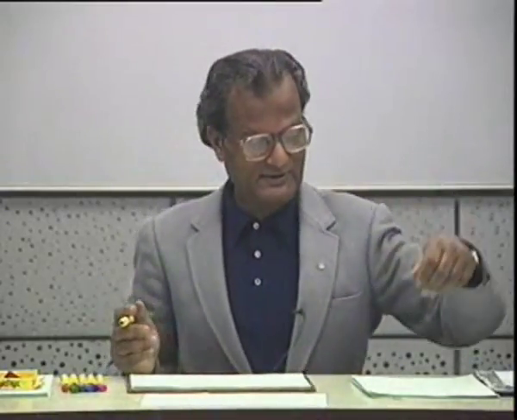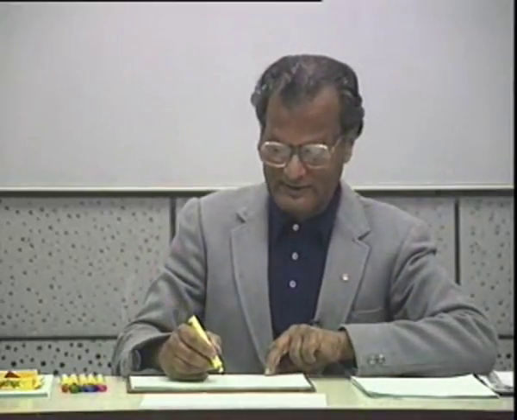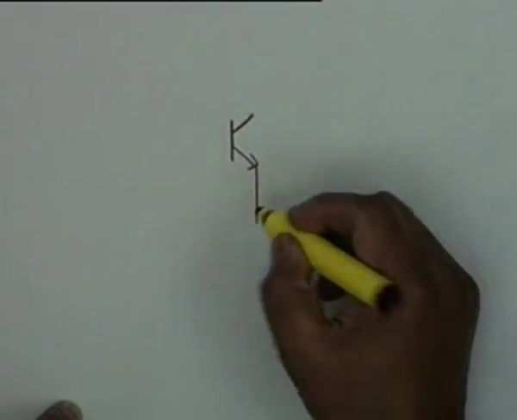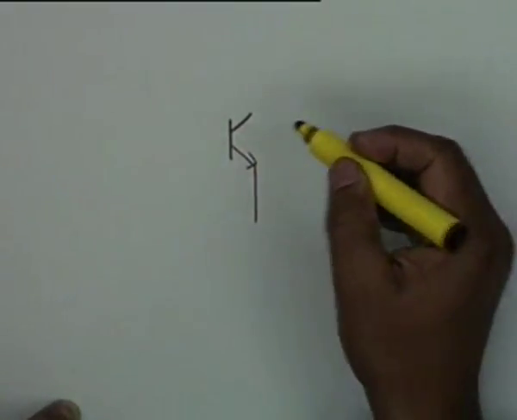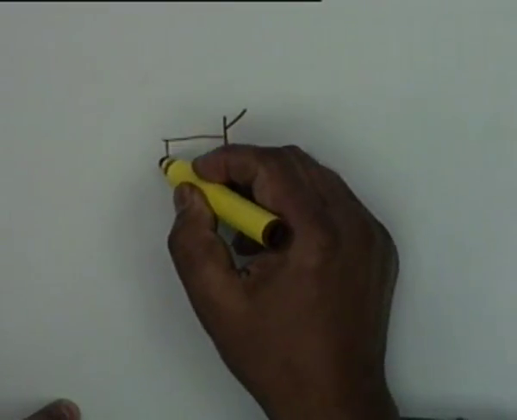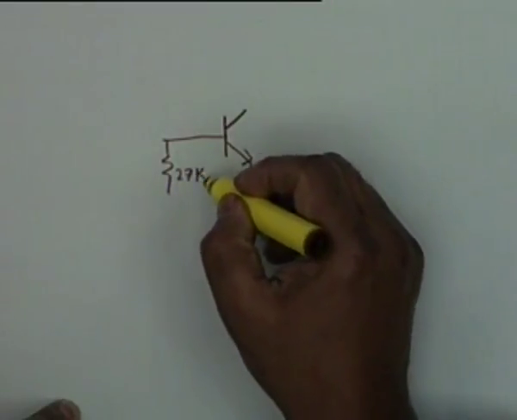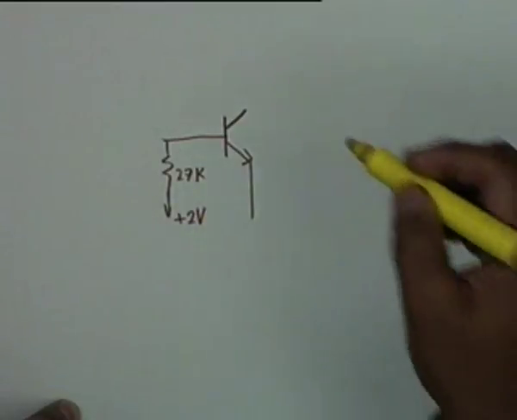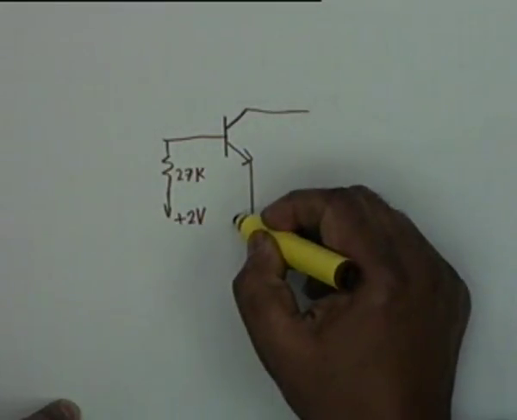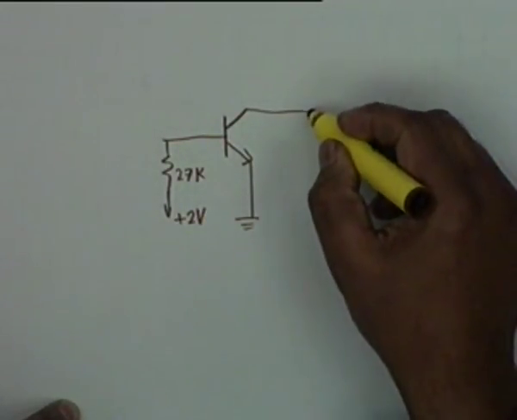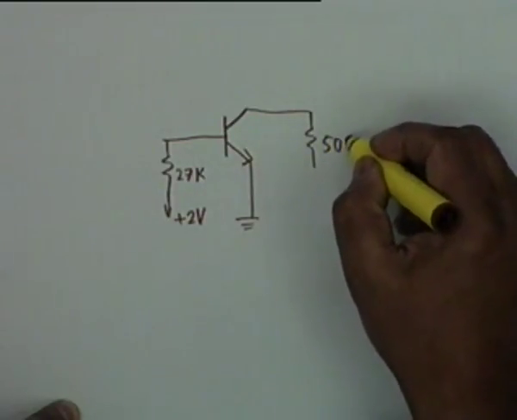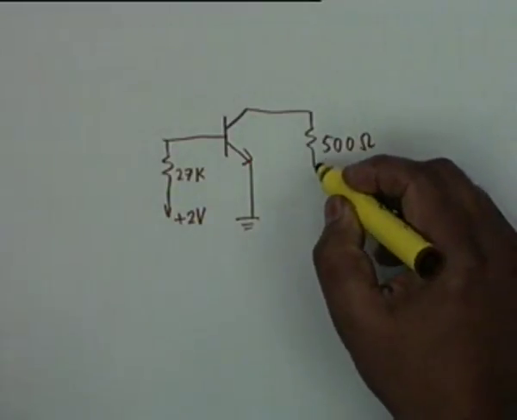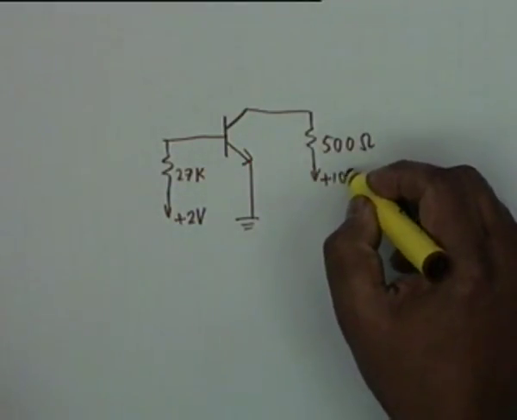Before we take FETs, let us recall an example which we had taken last time and it didn't quite finish. It was a BJT with a 27K resistor here and a 2 volt DC source. Then this was grounded. There was a 500 ohm collector resistance and this went to a 10 volt source.